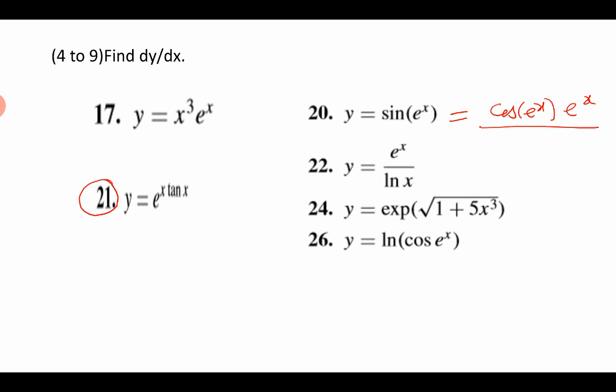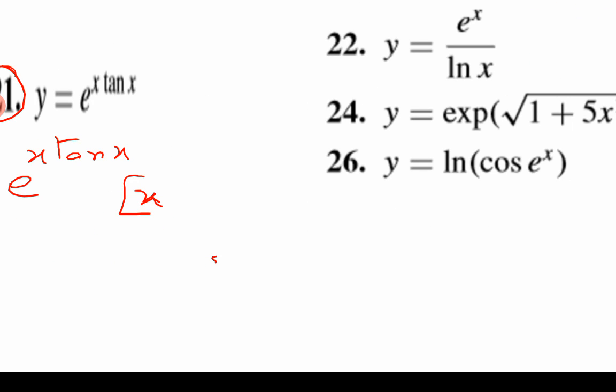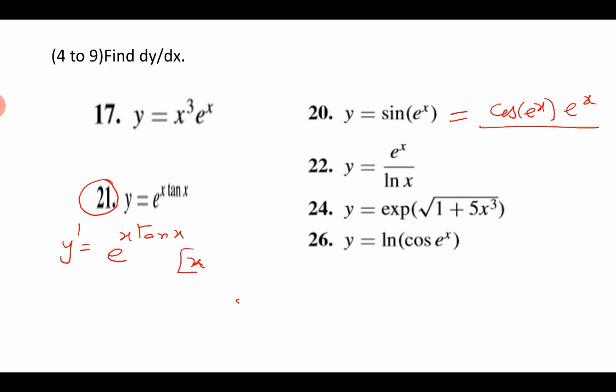So y prime is e power x tan x, because whenever you differentiate e power something, the power remains. Then go to the power and differentiate by using the product rule. Keep x, differentiate tan, it will be secant square x, and then keep tan, differentiate x, it will be 1. That's it.